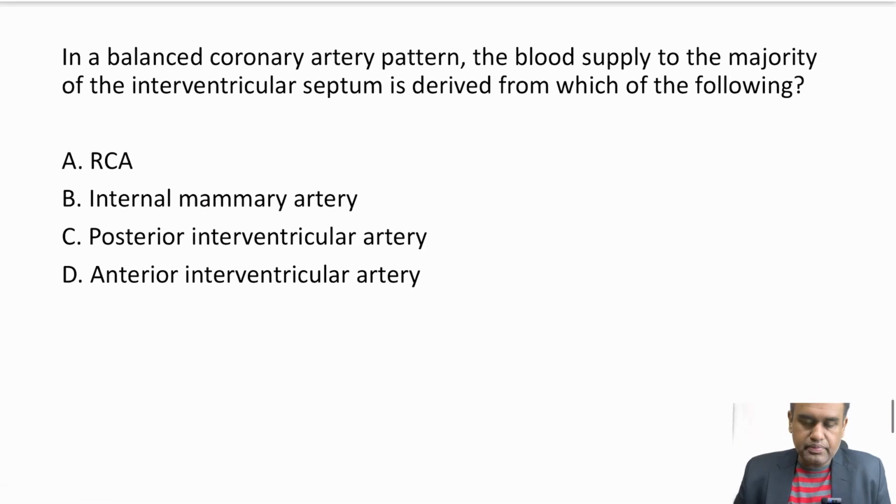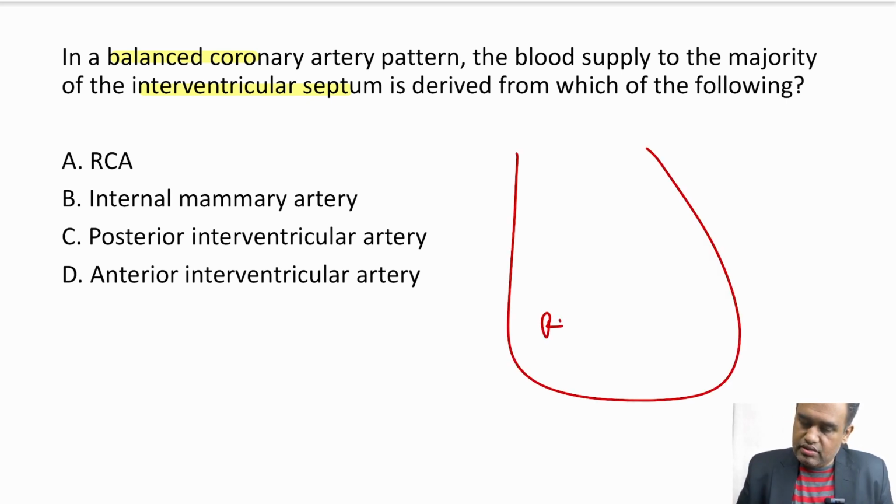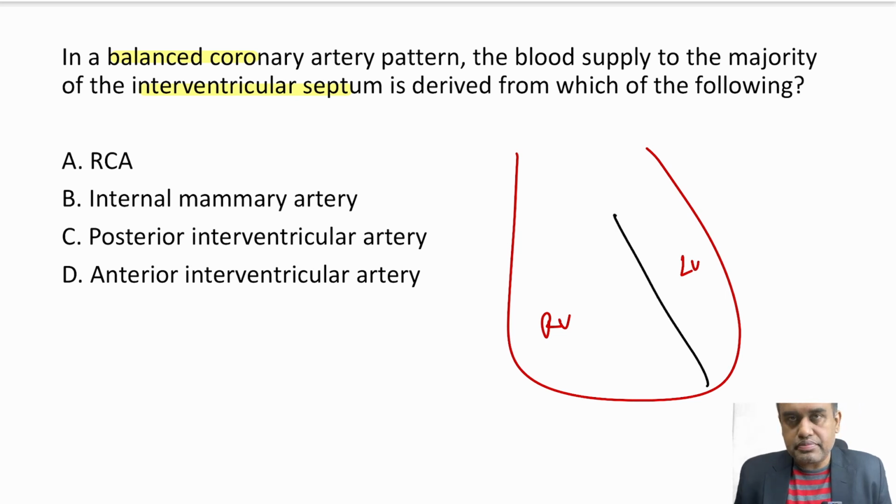Okay, here's one more question. In a balanced coronary artery pattern, the blood supply to the majority of the interventricular septum is derived from which of the following? So, what you should know, that we are dealing with the heart over here. This is the right ventricle, that is the left ventricle. Anteriorly, if you look, then you can realize, okay, this is the anterior interventricular septum. But as you trace it posteriorly, it somehow goes like this.